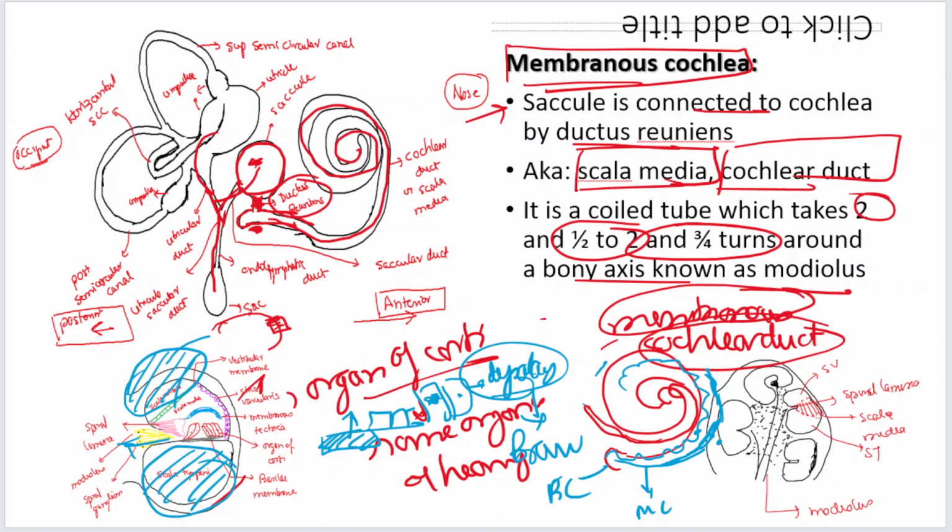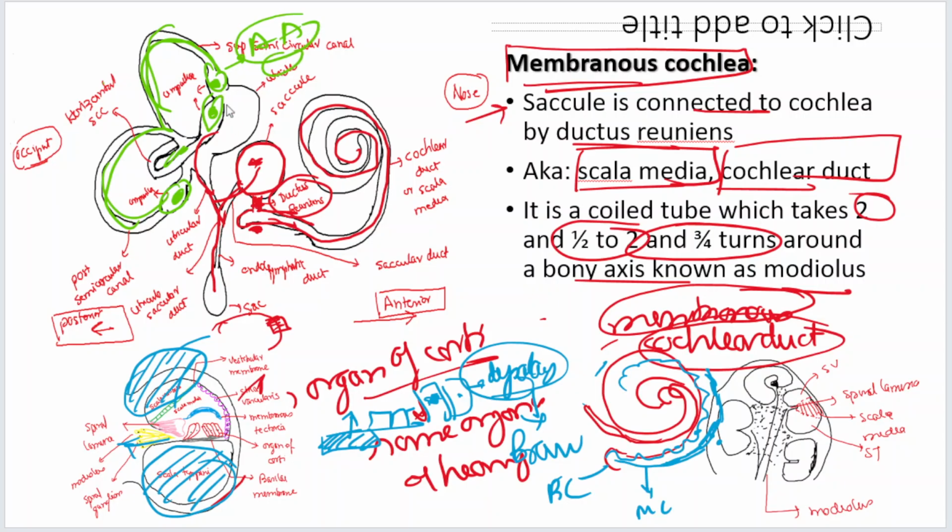So again, let's have a small recap. Okay, we are having lots of recaps, but I hope this helps. So sense organs: what do the semicircular canals do? Semicircular canals have an ampulla. Inside the ampulla, we have the crista. The crista is doing what? It is sensing angular acceleration.